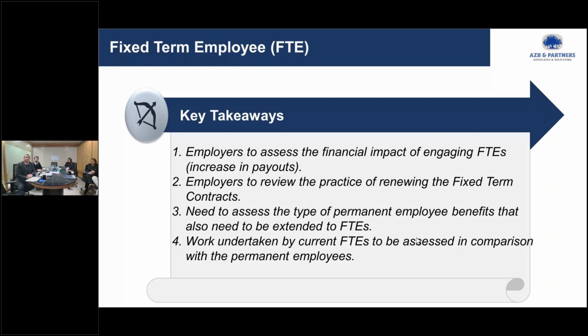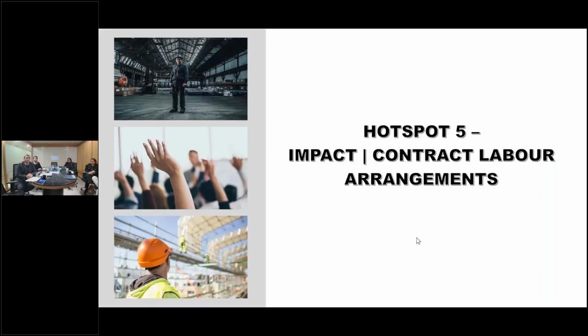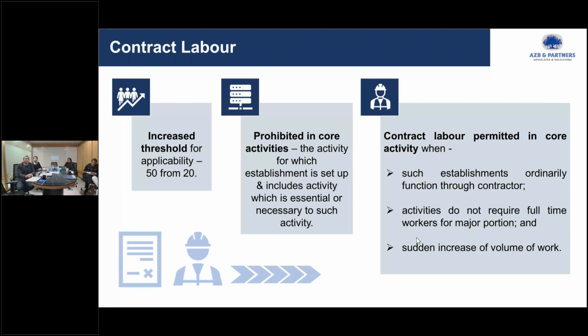The fifth hotspot, quickly covering, is the contract labor arrangement. I think we all understand the three-party arrangement in a contract labor scenario: principal employer, contractor, and contract labor being deployed. The good news is that the threshold for applicability of contract labor has been increased from 20 to 50, which means unless I have 50 or more contract labor deployed on my site, my contract labor requirements will not get triggered as a principal employer. So it is important that we recognize this threshold, and if we are within the 50 going forward under the labor codes, I think we should be good.